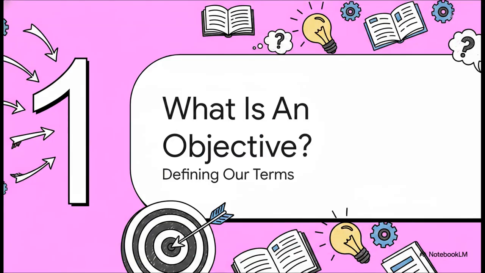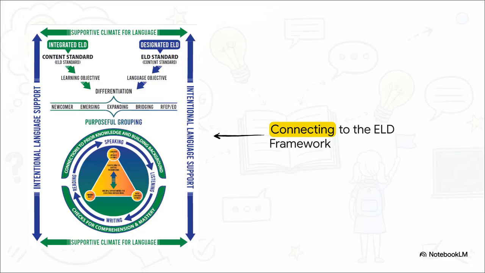Section 1, what exactly is a language objective? We've got to start by clearly defining our terms before we build out this pedagogical toolkit. Because if we don't know exactly what we're aiming at, we're never going to hit the target. Take a look at how the arrows here visually anchor language objectives within the broader ELD framework. Language development is absolutely not an island. It serves as a critical piece of intentional language support for both integrated and designated English language development. Whether you're scaffolding participation or building up background knowledge, the objective acts as the compass for the entire ecosystem.